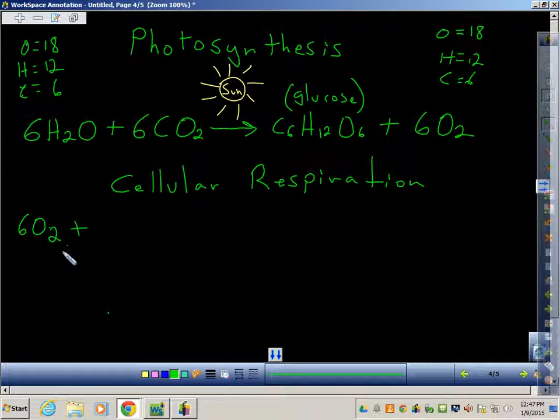So 6 oxygens. So in the last 2 days, have you eaten glucose? Yes, or you would be passed out on the floor on your way to dying, right? Okay. So we've all eaten glucose, sugar, in the last 2 days. So the oxygen we breathe in and the glucose that we eat are the reactants, the things that enter into this process.